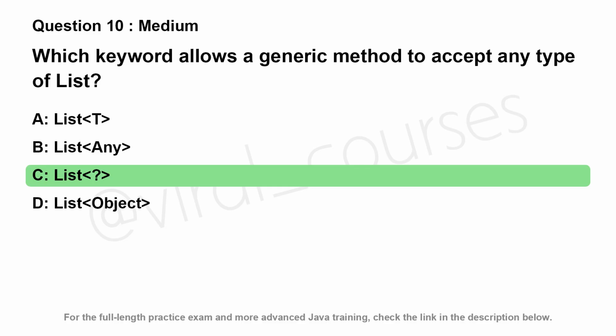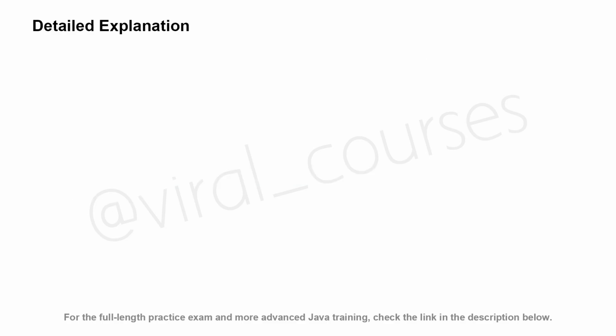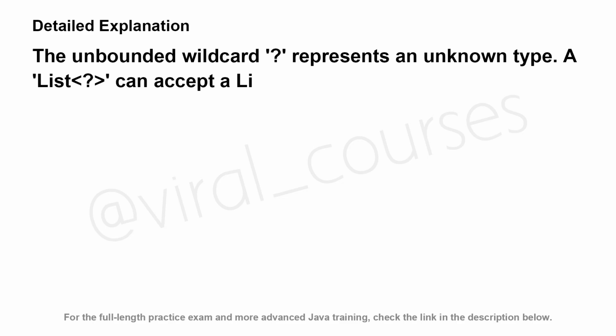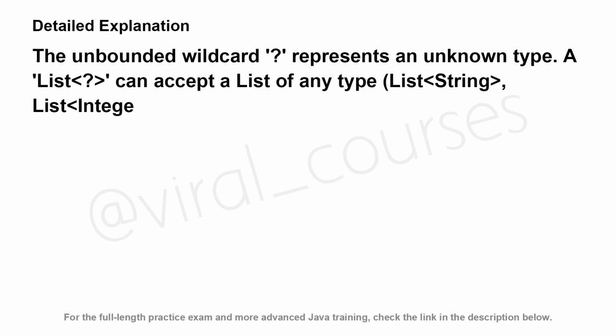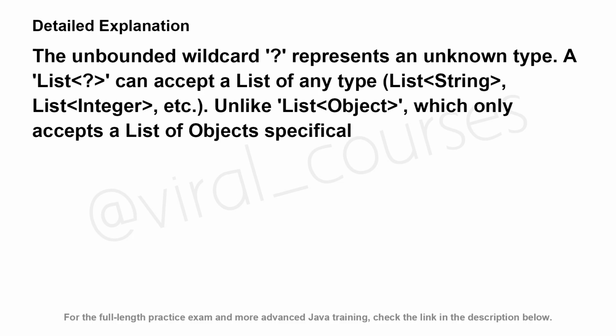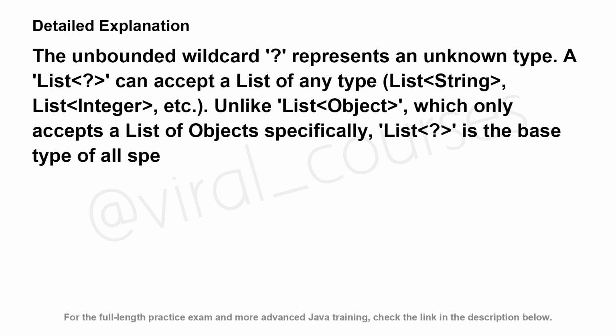The correct answer is C. The unbounded wildcard represents an unknown type. A List<?> can accept a list of any type: List<String>, List<Integer>, etc. Unlike List<Object>, which only accepts a list of Objects specifically. List<?> is the base type of all specialized lists.